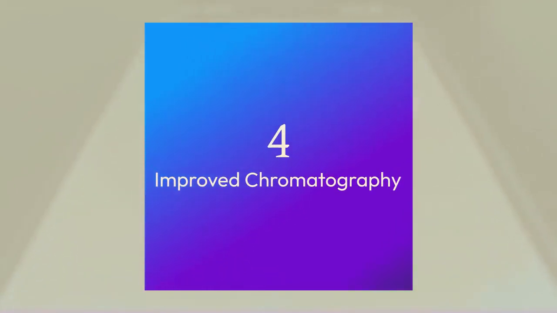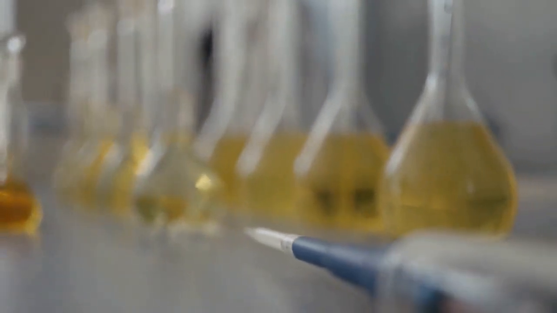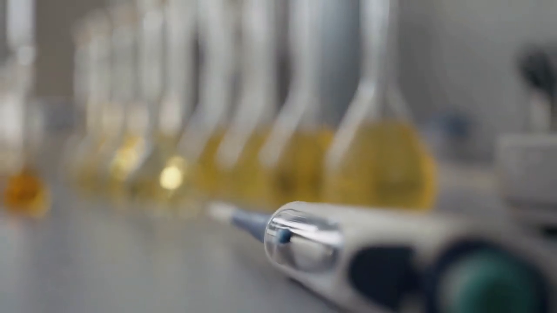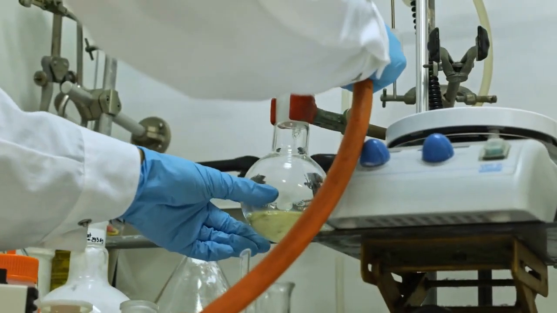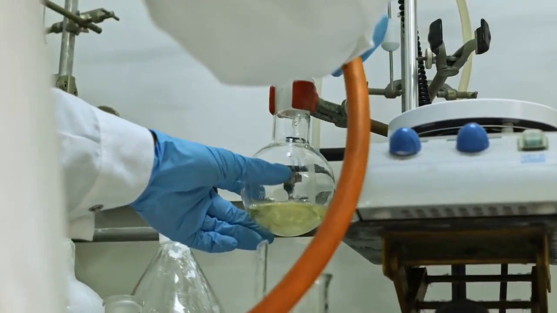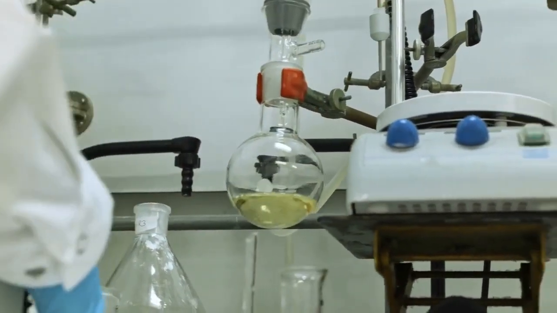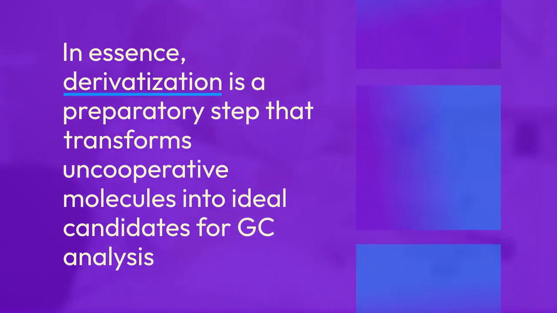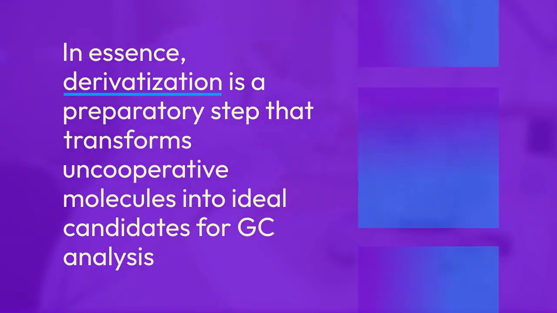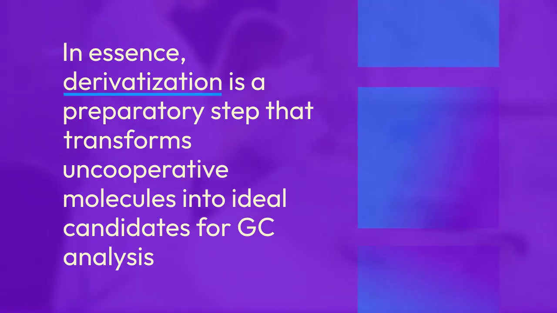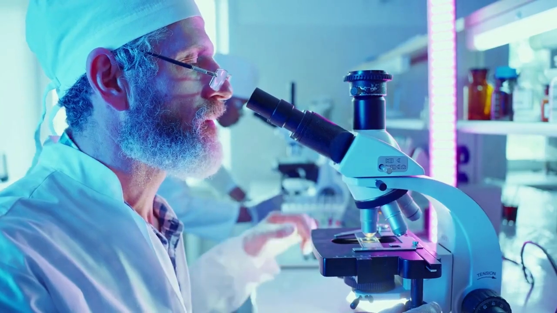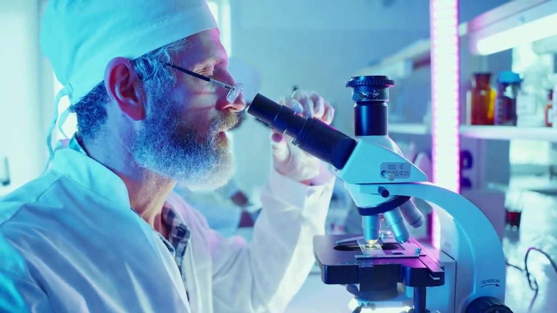Finally, all of this leads to improved chromatography. By making molecules more volatile and stable, they move through the column smoothly, resulting in sharp, symmetrical peaks, which are essential for accurate identification and quantification. In essence, derivatization is a preparatory step that transforms uncooperative molecules into ideal candidates for GC analysis, expanding the power of this technique to a much wider range of compounds.